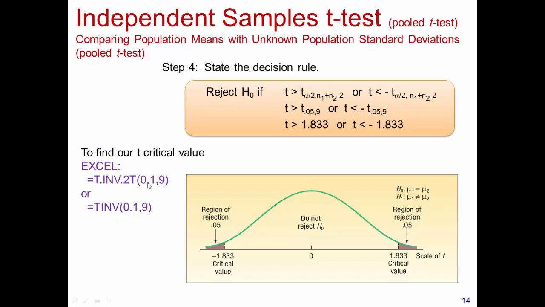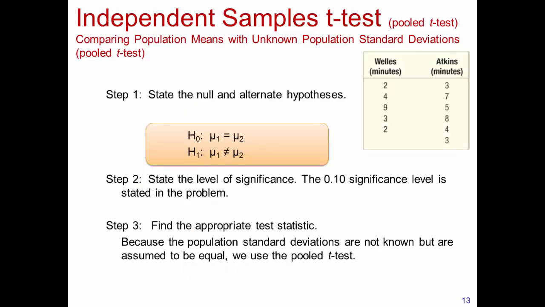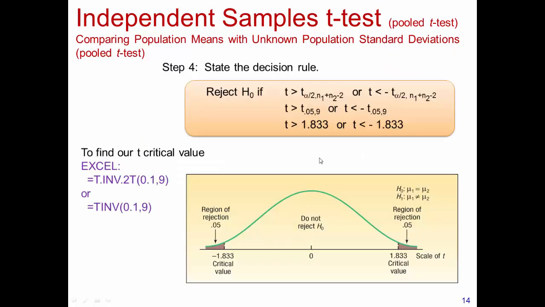So we just put in our level of significance that we've chosen and our degrees of freedom. And remember, our degrees of freedom are n1 plus n2 minus 2. So if we go back to our observations, we have 1, 2, 3, 4, 5 plus 1, 2, 3, 4, 5, 6 is 11, minus 2 is 9, hence the 9 in the degrees of freedom location on the Excel formula.